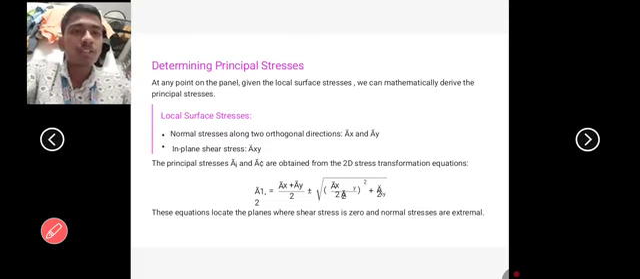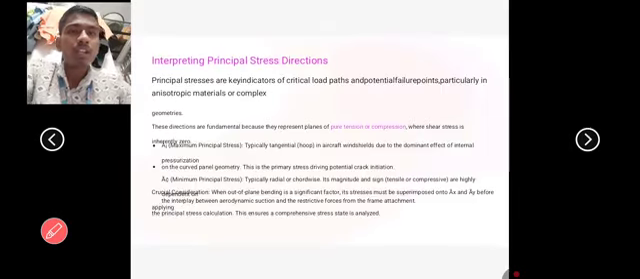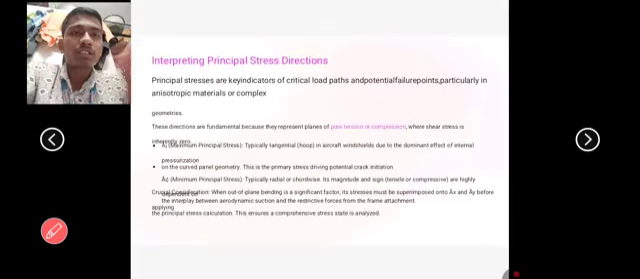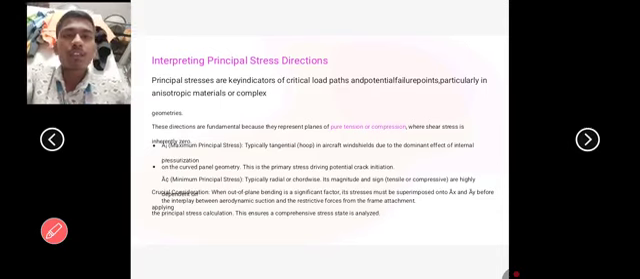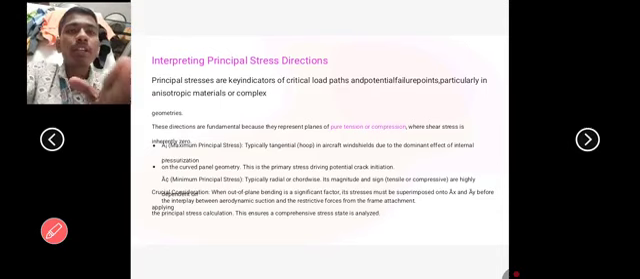Sigma 1 is equal to (sigma x plus sigma y) divided by 2 plus the square root of ((sigma x minus sigma y) divided by 2) squared plus sigma xy squared. These equations locate the planes where shear stress is 0 and normal stresses are extreme. Interpretation of principal stress directions means interpreting the direction of the stresses.